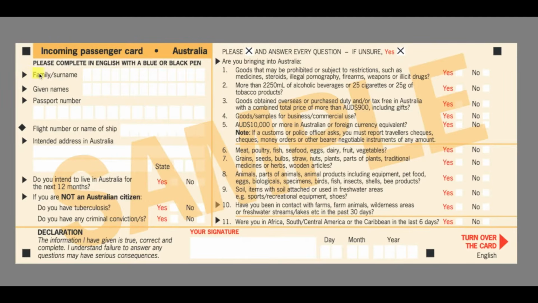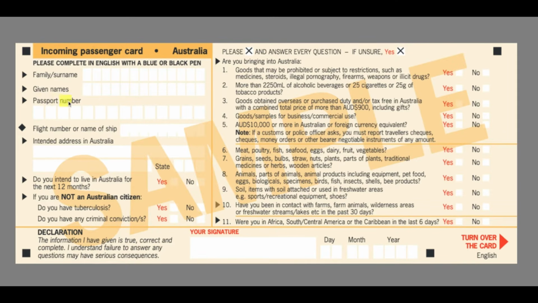So on the front page, you'll see it starts off with your family name or the surname. So you'll need to provide your family name and surname as it appears in your passport. If your name is longer than the boxes provided there, you can leave the last letters that do not fit in the box. The next thing is given name. So here you will need to write your first name or given name as in your passport. If you have a middle name, you can also include that here.